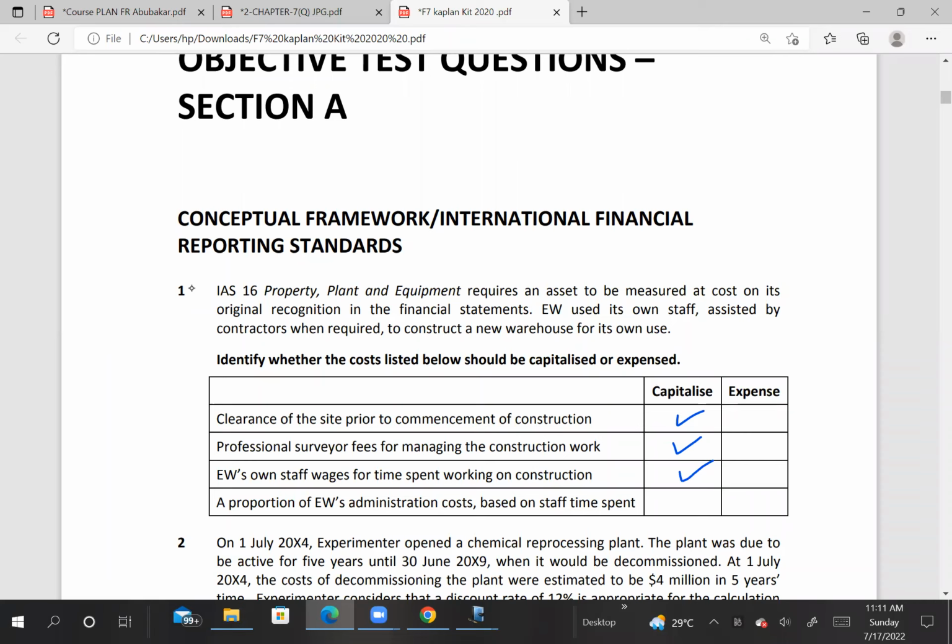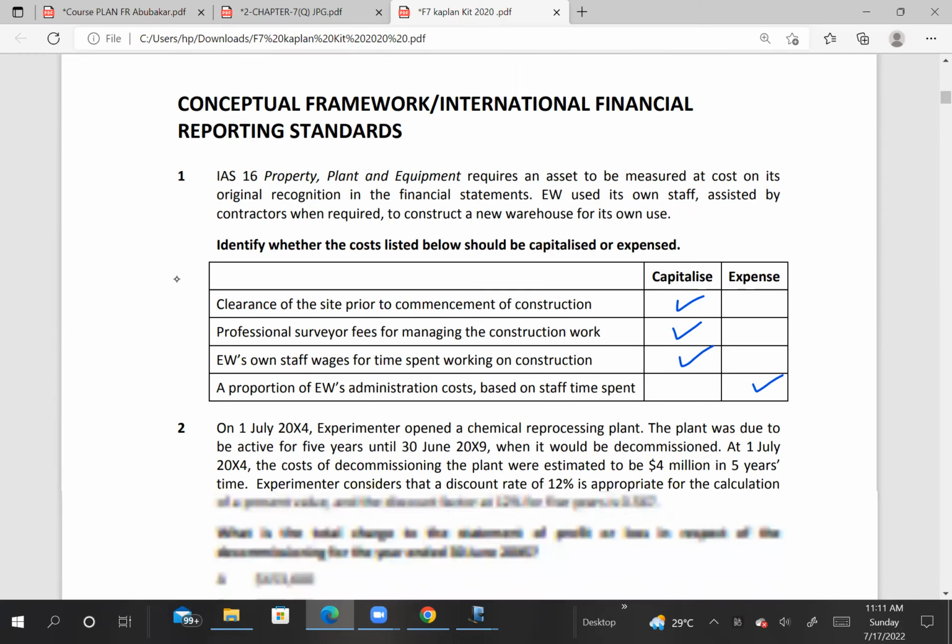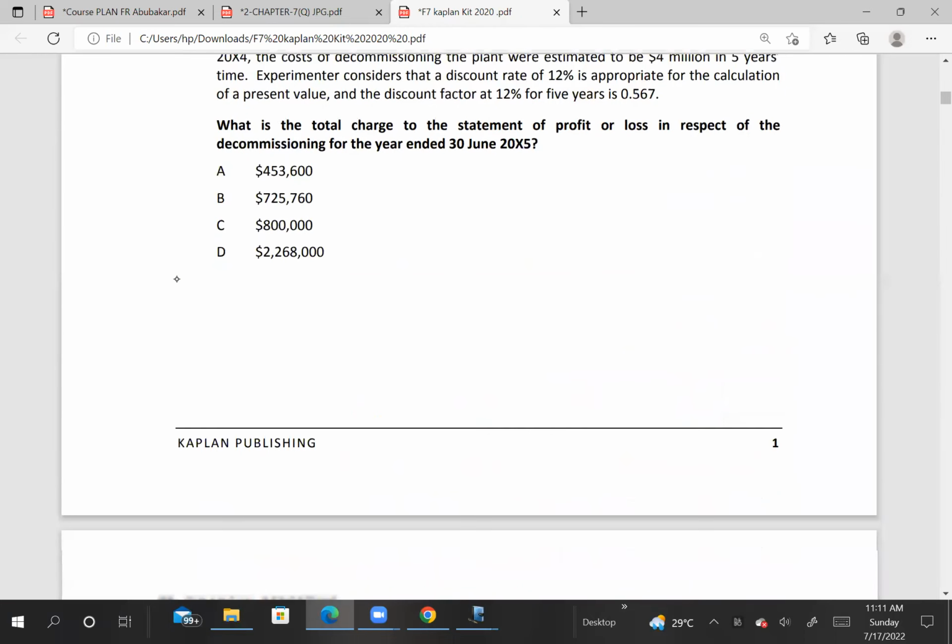And general and administrative overheads cost based on staff time spent, it will be expensed. General and administrative overheads cannot be capitalized.